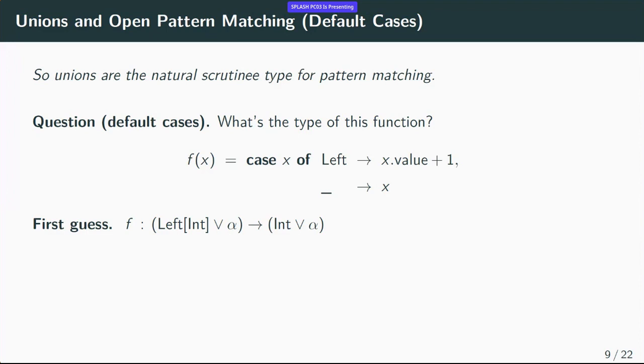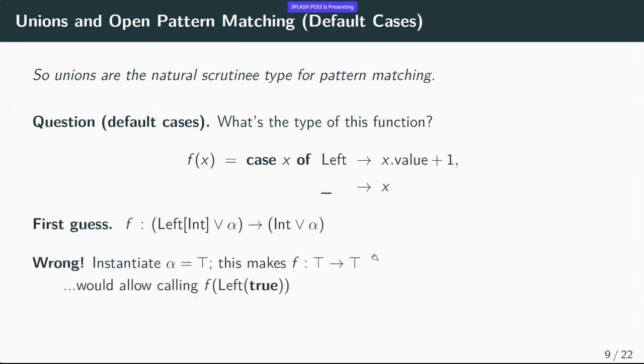Does anyone see a problem with this approach? Yeah. Don't the two sides overlap and then? Exactly. Yeah. So you can see that very easily by instantiating alpha to top, for example, right? So if you instantiate alpha to top, which you can always do because this is a polymorphic type, you get a function type which is just top to top, which lets you call the function with a value of left that has the wrong type inside.